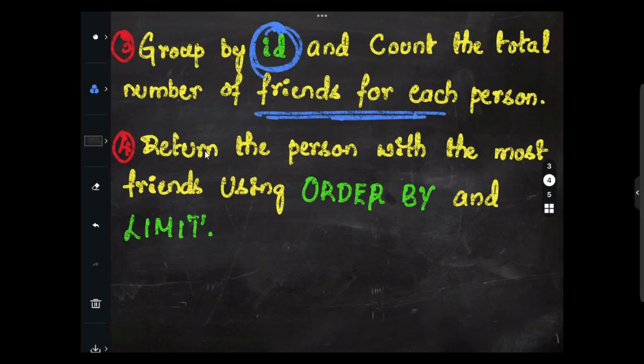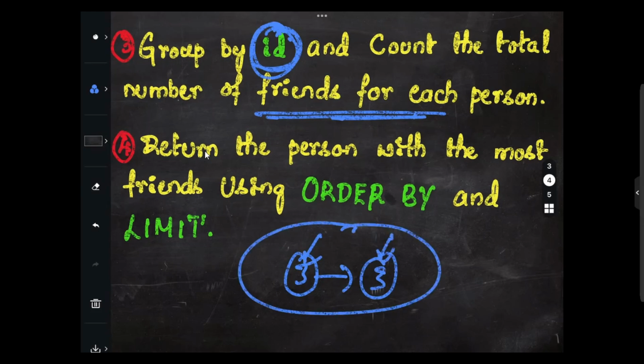We have to group by id. So based on the id itself we need to return, right? In our example, id was 3, person id 3 was having the most friends, 3, right? So that's what we need to do. In this case we will group by id and count the total number of friends for each person.